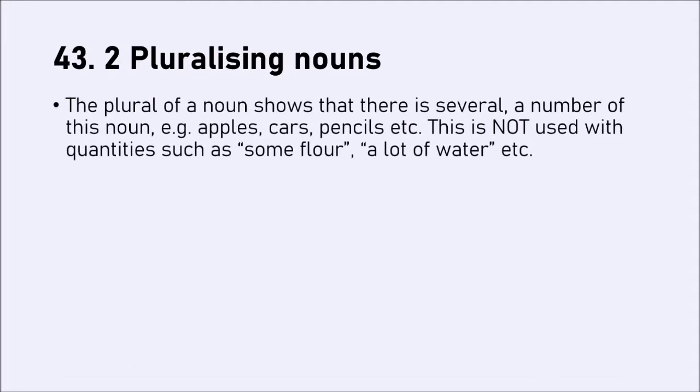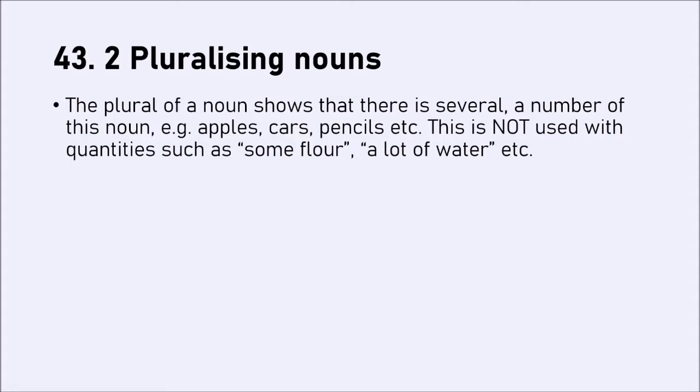So just again to remind you, if anyone is unsure, the plural of a noun shows that there are several, so a number of that noun. There are many of them. So apples, cars, pencils, and so on. Please be aware though that this is not used with quantities. For example, some flour or a lot of water. See, look, we don't say some flours, a lot of waters, we just keep it in its singular form, okay? It's the same in Russian. Now, you're familiar with this already, so I'm not going to dwell on that.